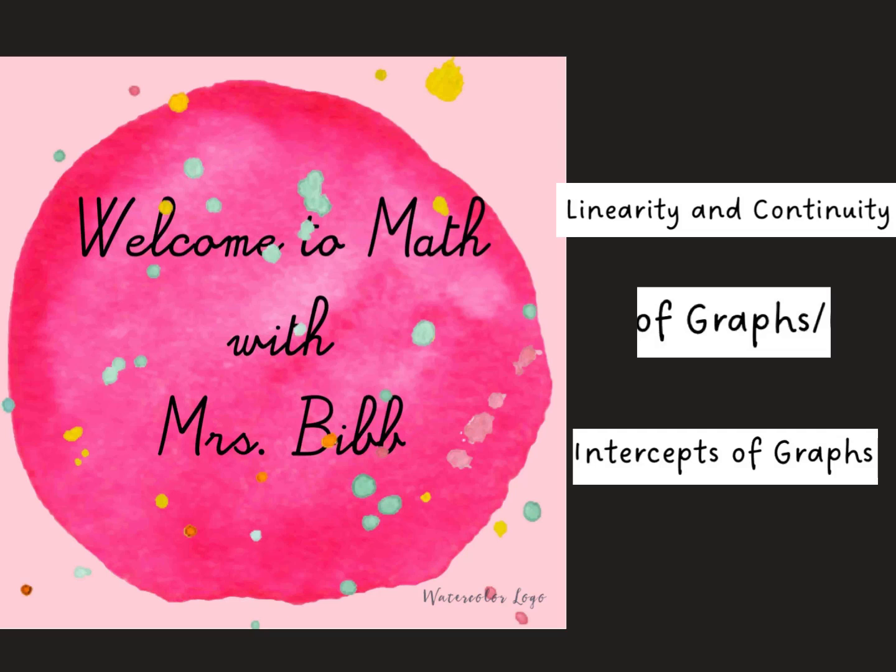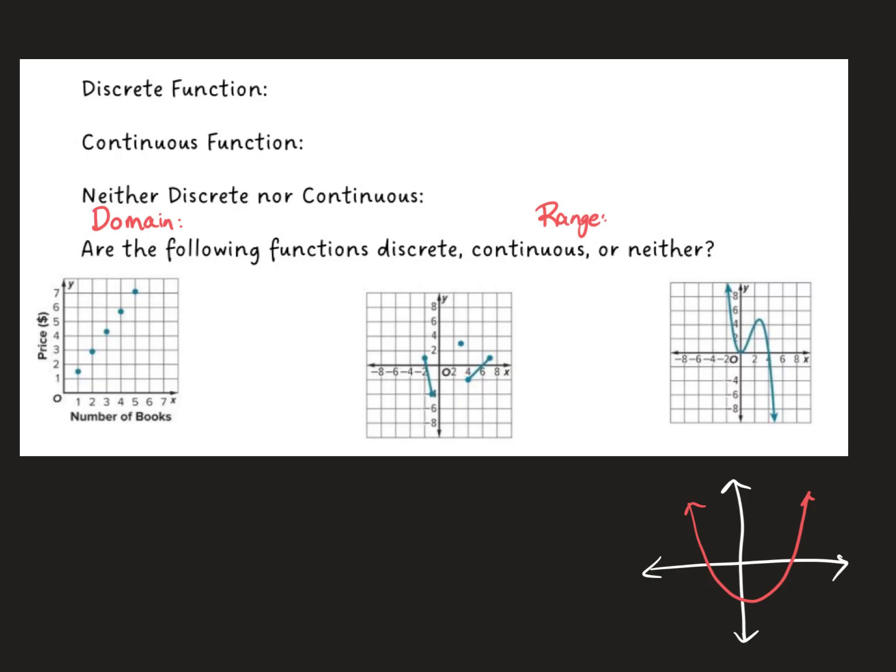Bibb. Today I will be discussing linearity and continuity of graphs, along with intercepts of graphs. First, we'll define a discrete function. And a discrete function is, when we're looking at a graph, when the points of a graph are not connected.